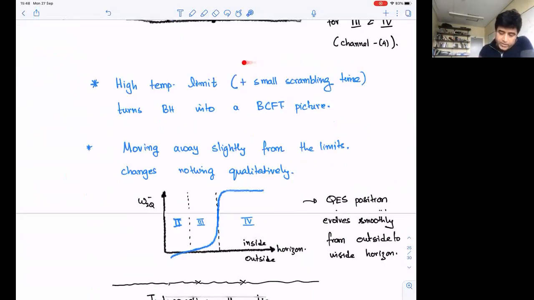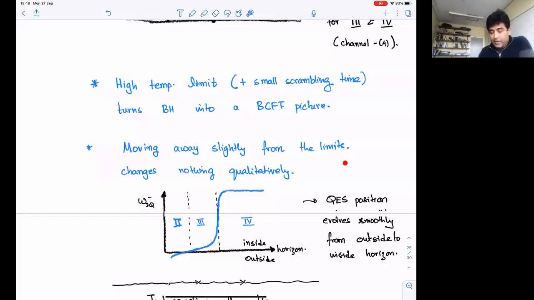So basically the moral of the story is that in the high temperature limit and small scrambling time limit, the black hole essentially is described by boundary conformal field theory. It's described very well by boundary conformal field theory. In a sense, it's a very trivial limit for the black hole because the scrambling time is now arbitrarily small.